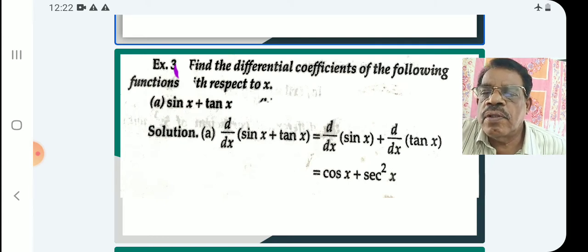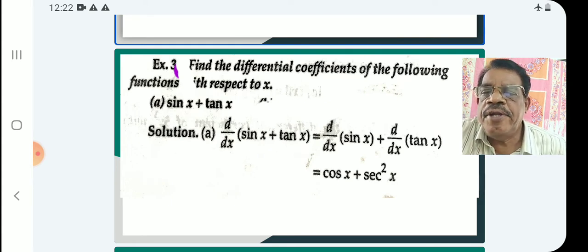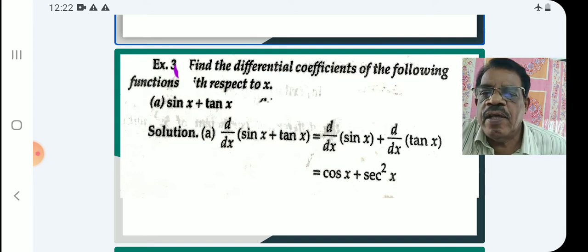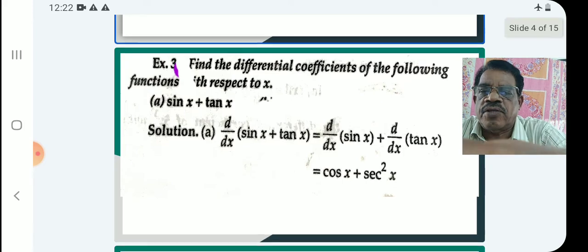So this is a sum relation. Two terms are added, so we can find the derivative separately. That is d by dx of tan x plus d by dx of sin x. The two terms give cos x plus sec square x. Answer.